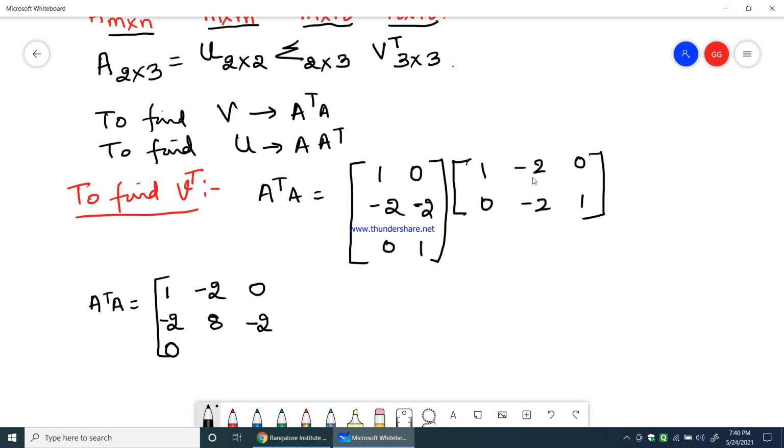0 into minus 2 is 0. 1 into minus 2 is minus 2. 0 into 0 is 0. 1 into 1 is 1. Therefore 1. So this is the matrix A transpose into A that we get.